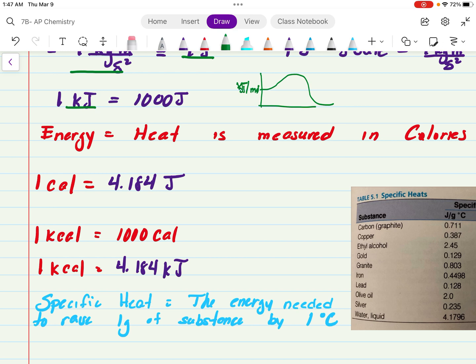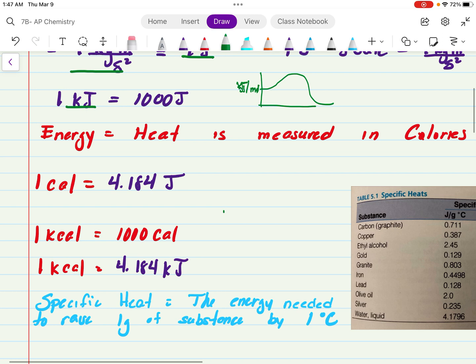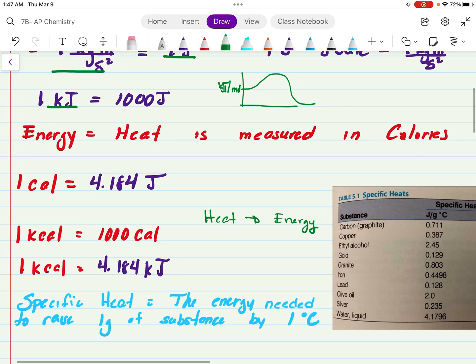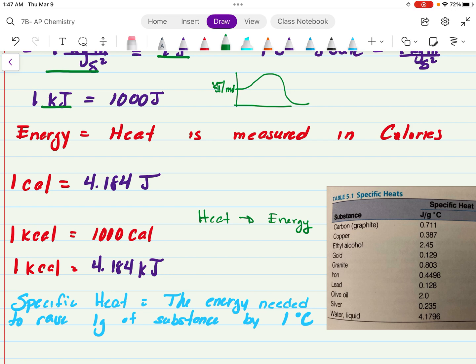Now, how do we do that? How do we introduce heat, and how does that transfer to energy? That has to do with the table that we see here on the right. Every substance on Earth has an ability to absorb heat. Some substances absorb heat much more easily, others do not. But the ability to absorb heat allows us to determine the amount of energy that is either being absorbed or displaced in the system.